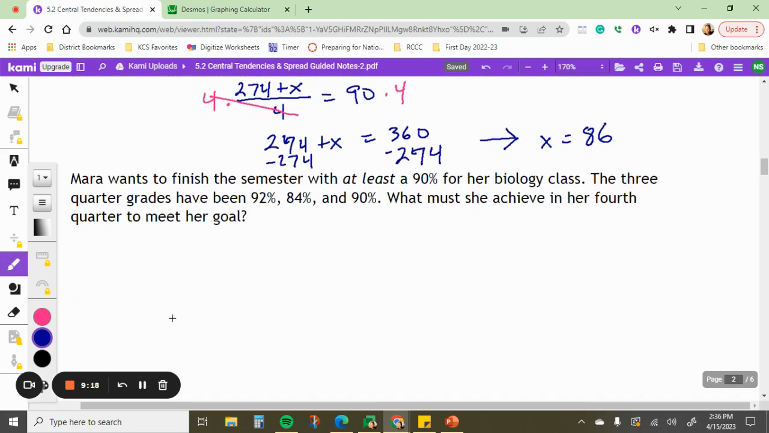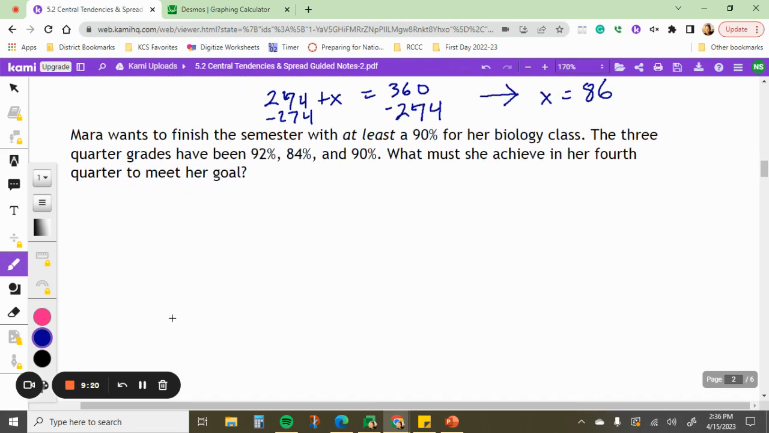Let's try one more example here. Mara wants to finish the semester with at least a 90% for her biology class. The first 3 quarter grades have been 92%, 84%, and 90%. What must she achieve in her 4th quarter to meet her goal? So we're going to average together her quarter scores. We'll start with 92 plus 84 plus 90. We want to know what she needs for the 4th quarter. We'll put plus x for that.